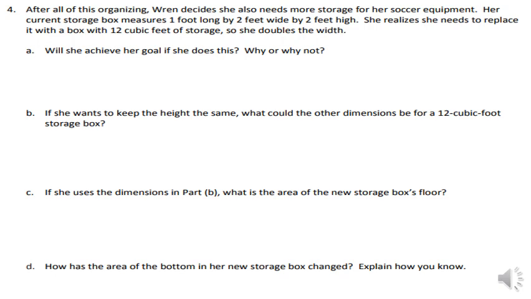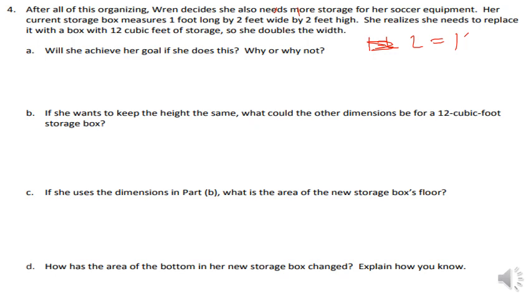After all the organizing, Wren decides she also needs more storage for her soccer equipment. Her current storage box measures 1 foot by 2 feet by 2 feet. She realizes she needs to replace it with a box with 12 cubic feet of storage, so she doubles the width. Will she achieve her goal? Well, first off, let's take a look. It says 1 foot long, so length equals 1 foot.